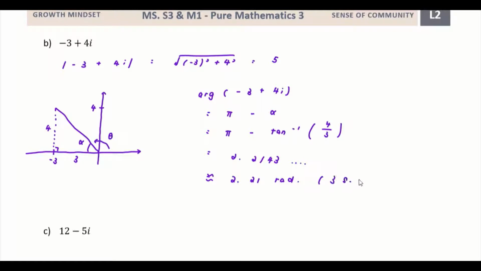Okay, all right, so move on to C. 12 minus 5i, so same thing, start with magnitude. So we have the square root of 12 squared plus negative 5 squared. So we have 13. Okay, so same thing. Let's try to draw the Argand diagram.